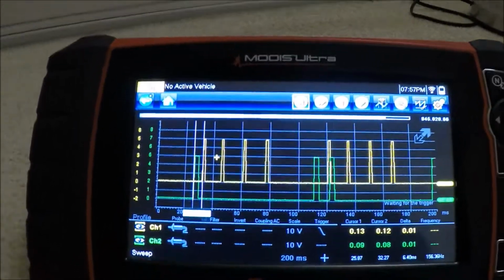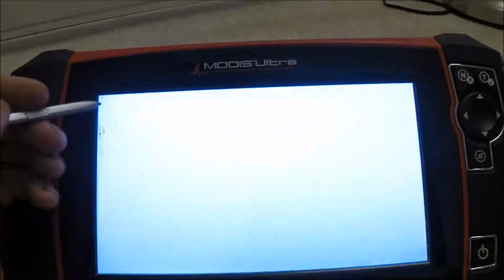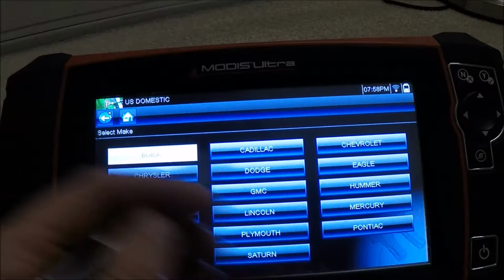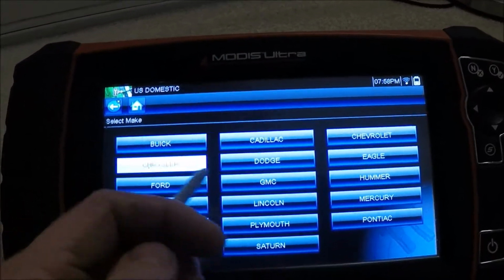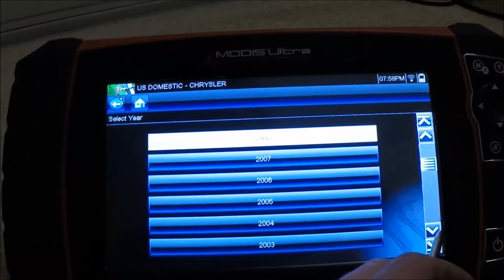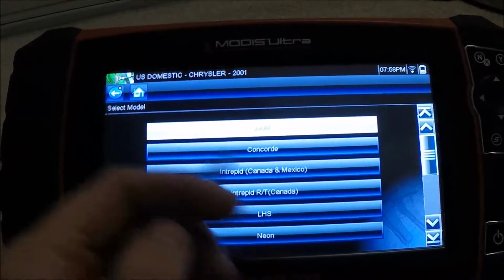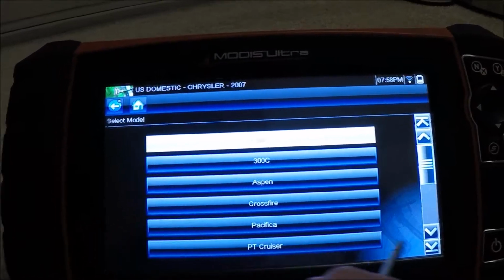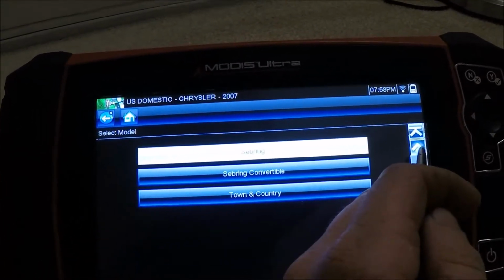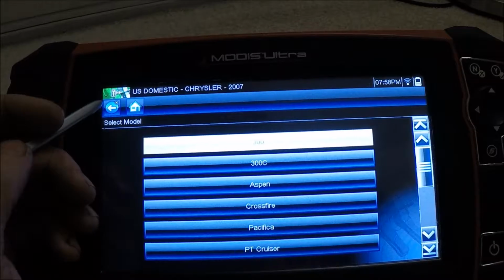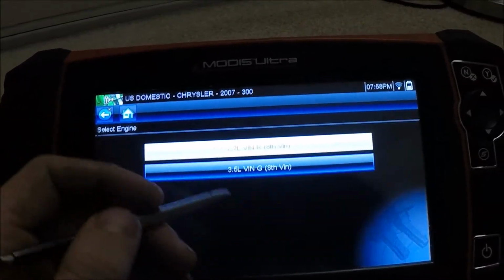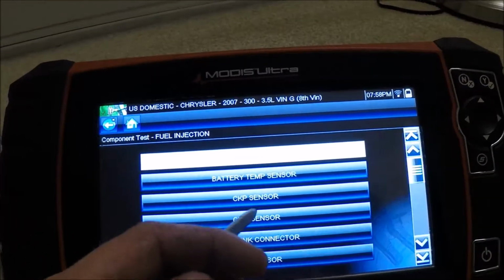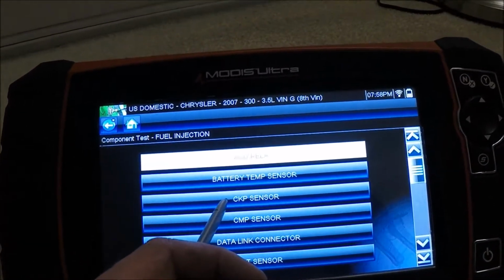When you go back here, we'll say guided component tests, and we'll pick a vehicle that would closely resemble that data I just showed you. Chrysler, we'll pick a 2001. Actually, let's go back. Let's pick a 2007 Dodge truck, and let's see here, same engine right there. Alright, so you come in here and you're going to go to fuel injection.